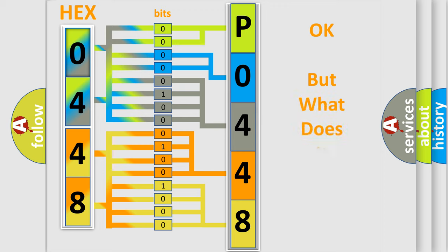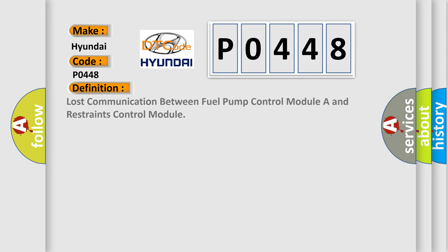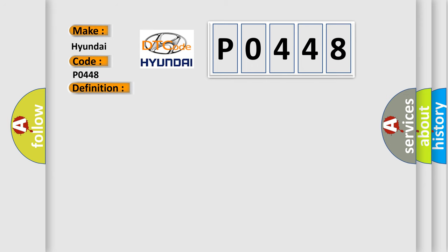The number itself does not make sense to us if we cannot assign information to what it actually expresses. So, what does the diagnostic trouble code P0448 interpret specifically for Hyundai car manufacturers? The basic definition is lost communication between the fuel pump control module and the restraints control module. And now this is a short description of this DTC code.